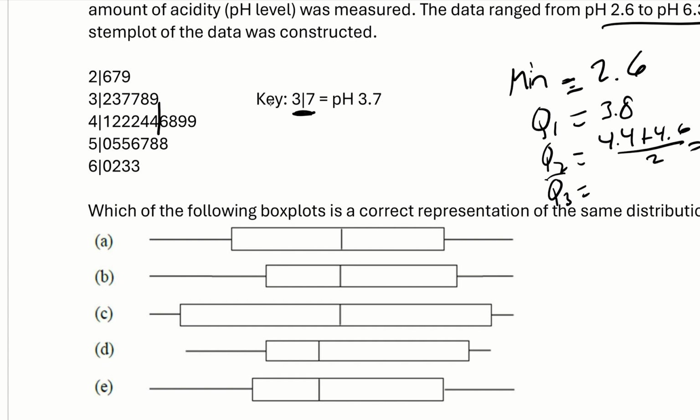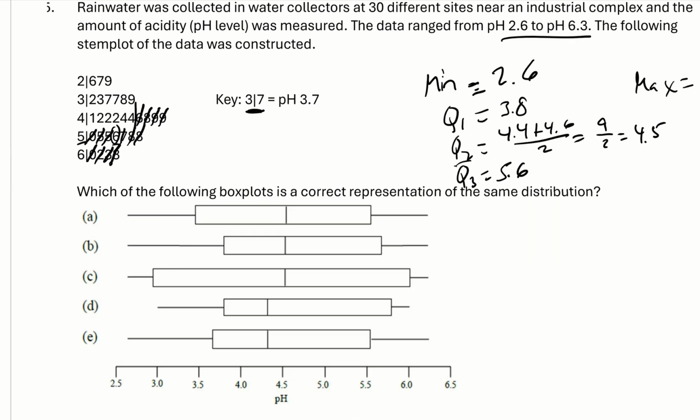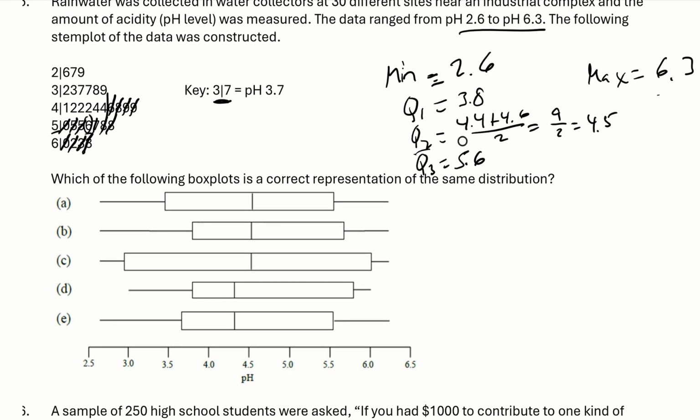All right, so now the right half. We gotta include that 6. Work our way towards the middle. All right, so that's 5|6, so that's 5.6. All right, so we just got to pick the plot that graphs that.